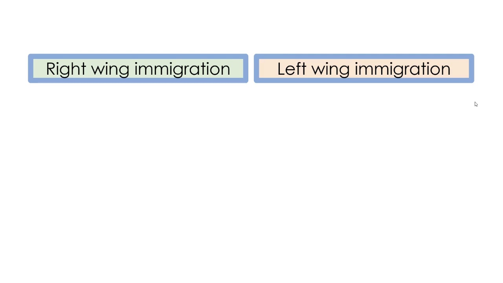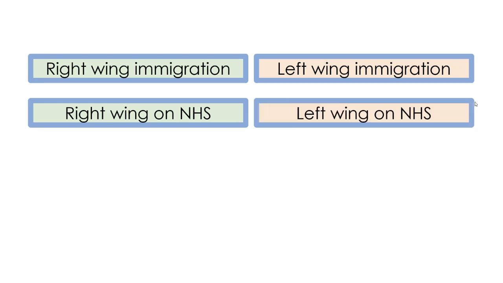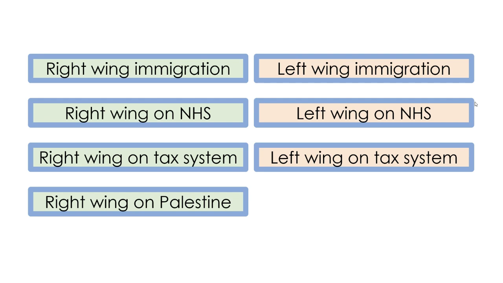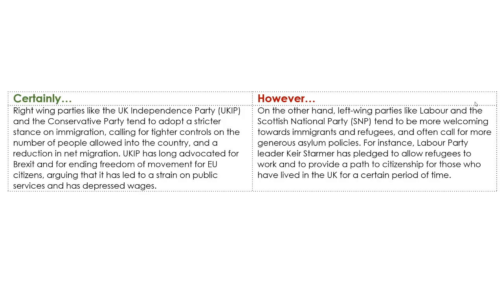No introduction, no conclusion. So you're maybe going to give some analysis of what right-wing views are about immigration and then compare and contrast them to left-wing immigration views. You could maybe do the same with the NHS. You could maybe do the same with tax systems, okay? And then finally, maybe a fourth section, how do the right-wing and left-wing differ on their views on Palestine? This is just an example of what one of these small sections could look like. And I always use the certainly however method here.